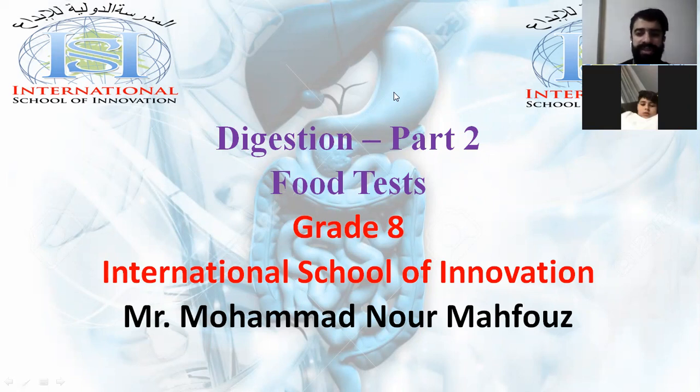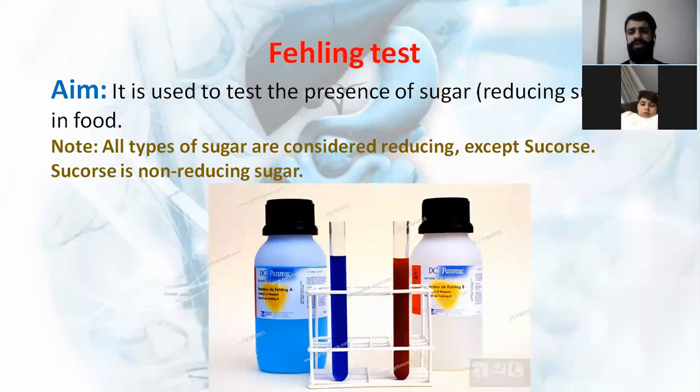Let's start with the first test. Food tests aim to identify the presence of a specific type of food. Let's start first with the Fehling test. What is the aim of the Fehling test? The Fehling test is done to identify the presence of reducing sugar. So it is a test for the presence of reducing sugar.